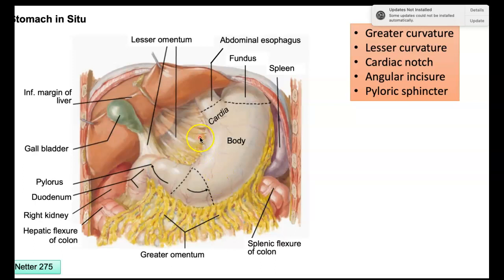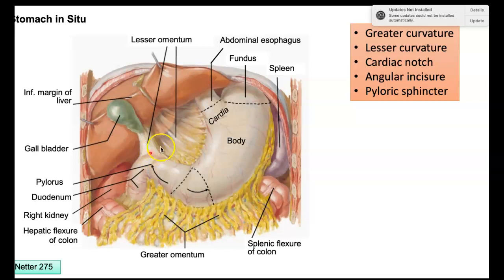Okay, now look at the peritoneal reflection. One is coming from the inferior surface of the liver to the lesser curvature of the stomach. This is called the lesser omentum. Okay, and the lesser omentum has two parts. One, the part that is between the liver and the lesser curvature of the stomach, that is called the hepatogastric ligament. And the part that runs from the inferior surface of the liver to the first part of the duodenum is called the hepatoduodenal ligament.